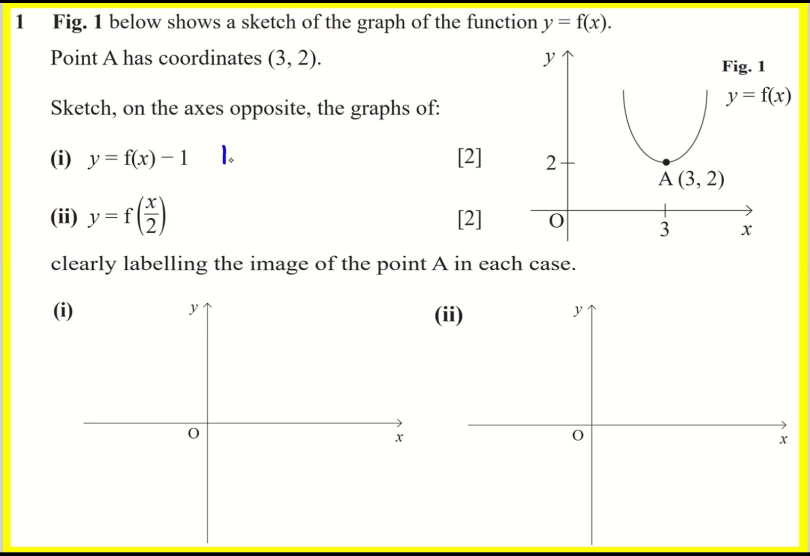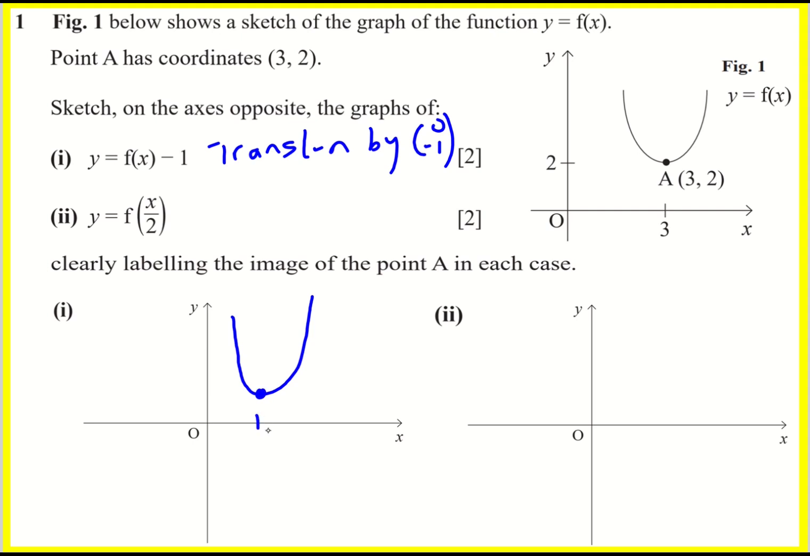This is going to be a translation. You don't need to write this down necessarily, but it's a translation by minus 1 in the y direction, or in vector form, just translation by 0, minus 1. So every point is essentially going to go down by 1. So my curve will look a little bit like this.